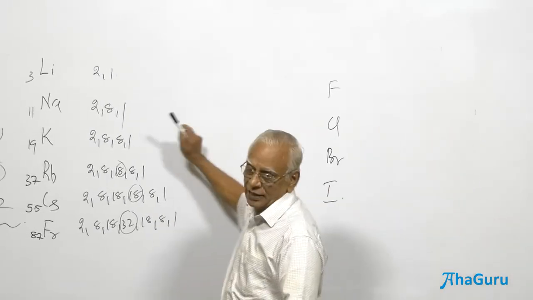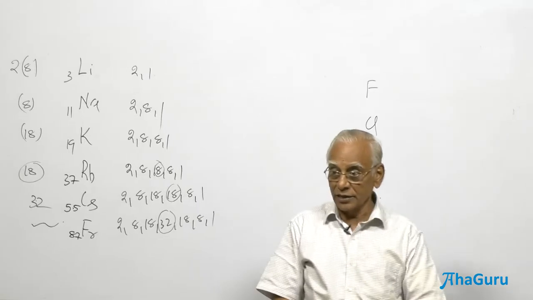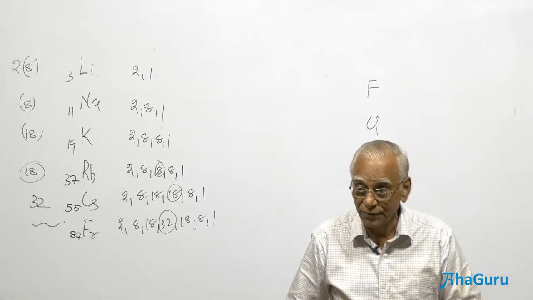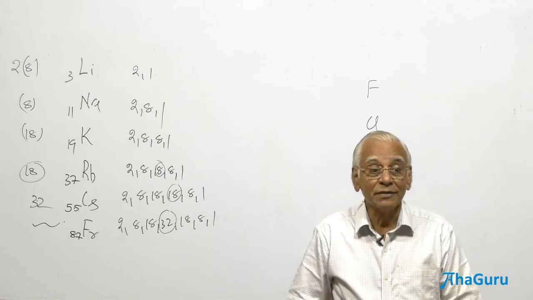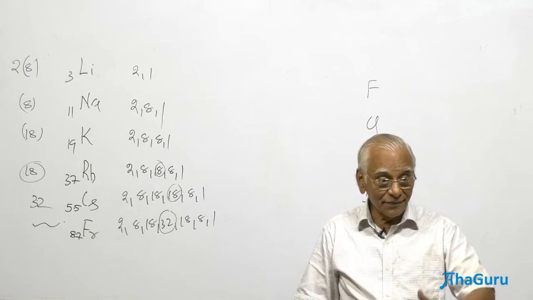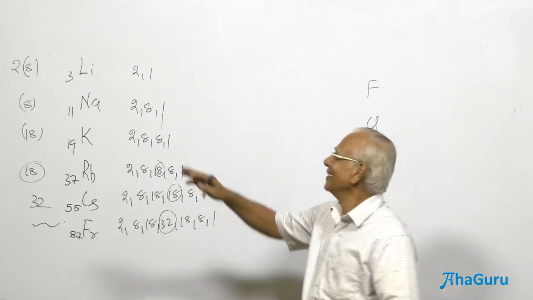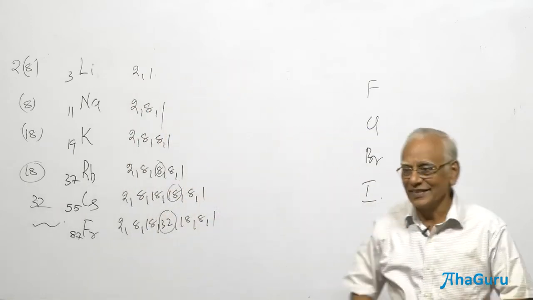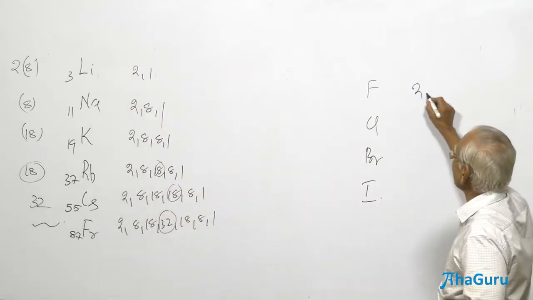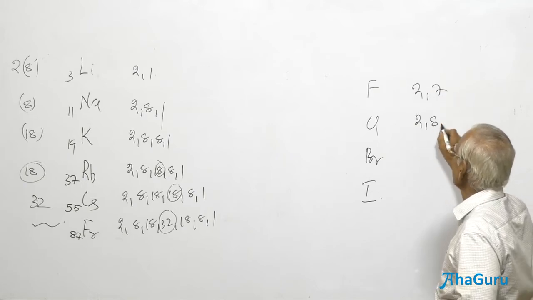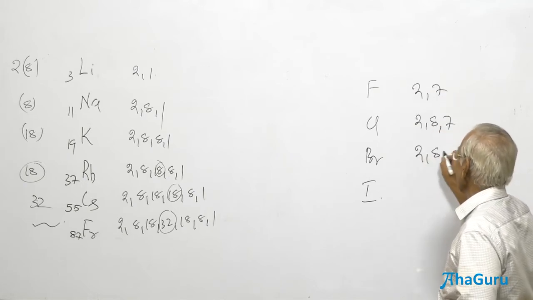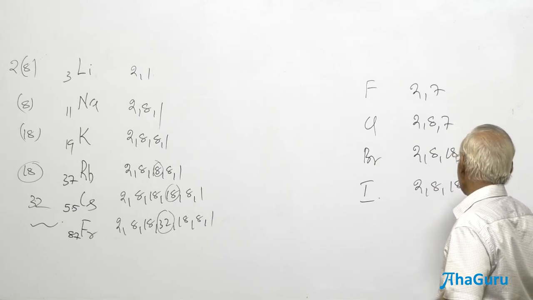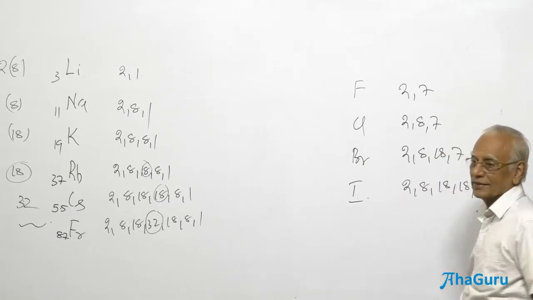I'll ask you one question. Name one element among the alkali metals which differs from the rest of the metals in terms of electronic configuration. Lithium. Good. Why lithium? The penultimate shell has no electrons. Now what was the electronic configuration here? 2, 7 here. This is going to be 2, 8, 7 here. This is going to be 2, 8, 18, 7 here. In the case here, 2, 8, 18, 18, 7 here.